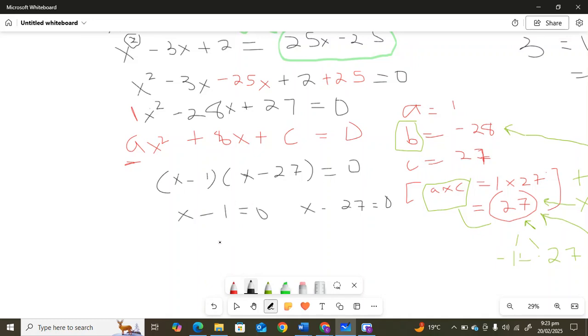So x minus 1 equals 0. So you take the 1 over the side, x equals positive 1, or x equals 27. So those are your values of x. And that's where the question ends.